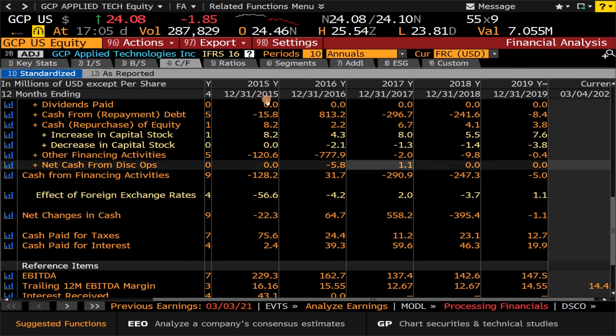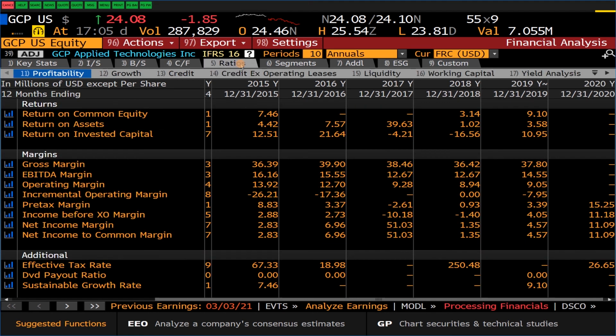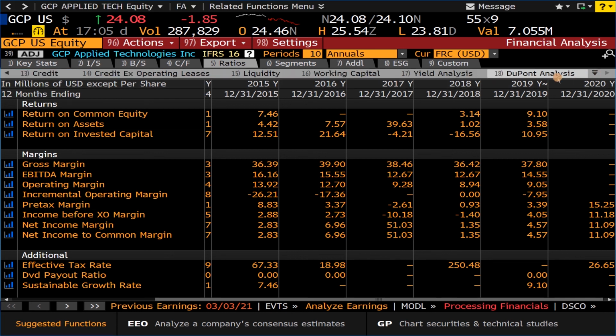Next up is the Ratios tab. We won't go through all of the options, but you can see that there are ratios for profitability, growth, credit, liquidity, working capital, and it even has the DuPont analysis. These ratios are extremely helpful for an analyst, and the fact that Bloomberg has already calculated them for you will save you a great deal of time.